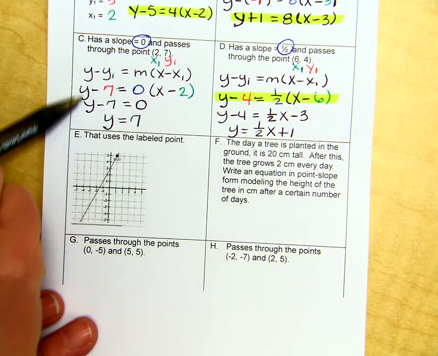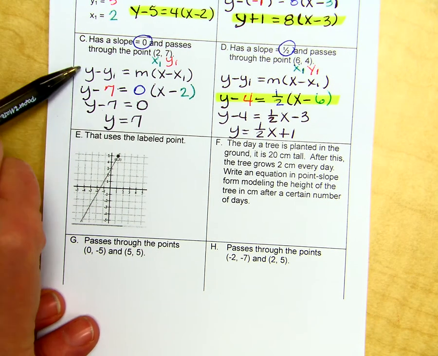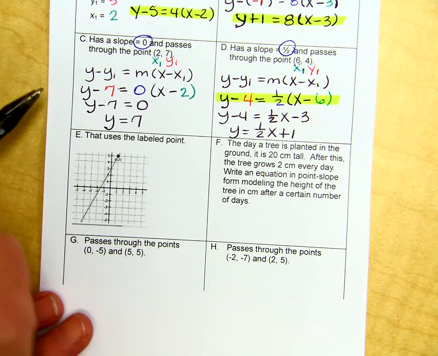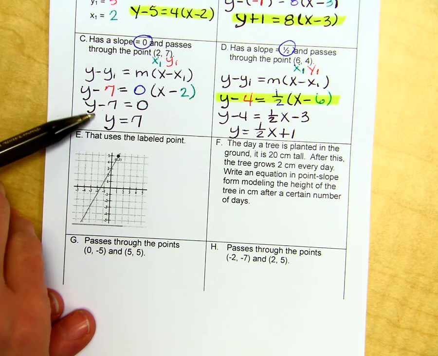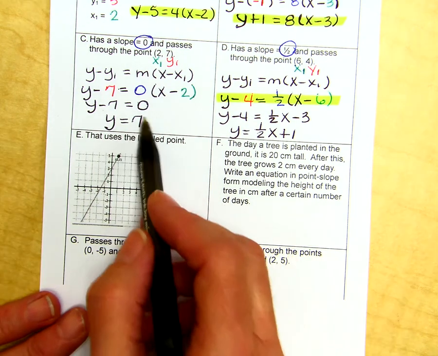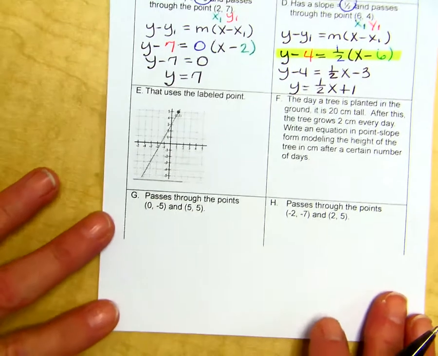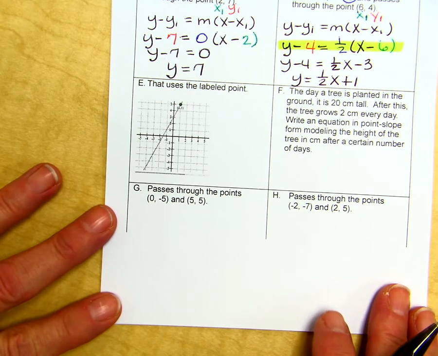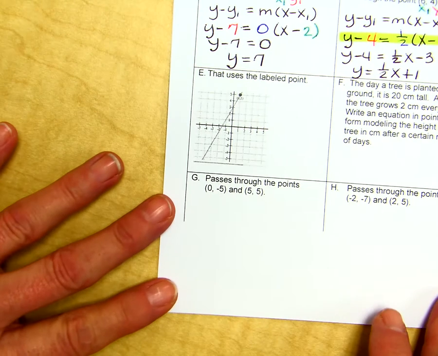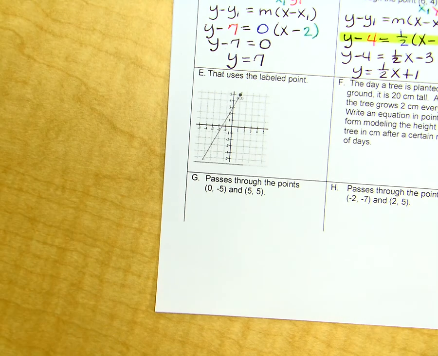We did the same thing over on C, where we had it in point-slope form. We went ahead and solved for y. This ended up to be a horizontal line with a slope of 0 and a y-intercept of 7. Okay, on E, this is a little more difficult to see. I'm going to blow this up as best I can. I apologize for the noise.